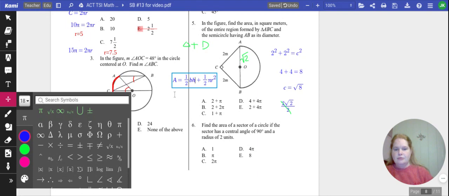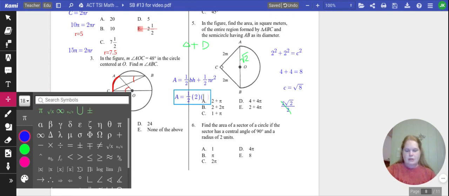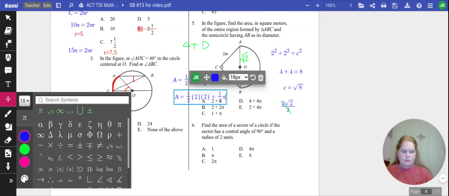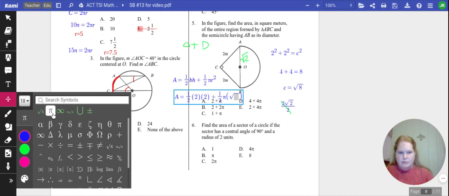Now I'm going to have to plug in for all of those numbers. So area is 1/2. The base of the triangle is 2, and the height is 2. So 1/2 times 2 times 2, plus 1/2 on the circle, pi. And then we found the radius here. The radius of the circle is square root of 2. So parentheses, and inside I want the square root of 2. And then I want to square that because it's pi r squared.